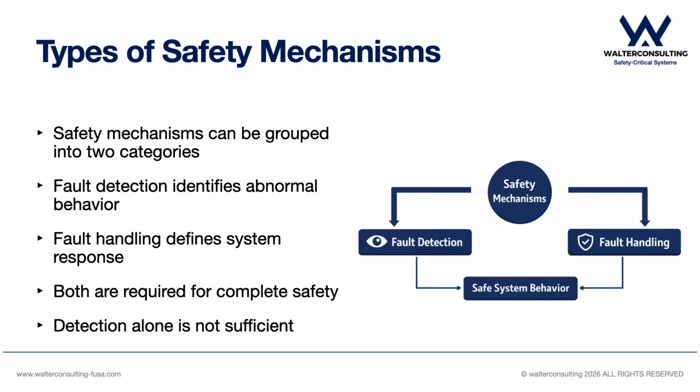Safety mechanisms can be divided into two main types: fault detection and fault handling. Fault detection identifies abnormal system behavior. It answers the question, is something wrong? Fault handling defines how the system reacts. It answers a different question. What should the system do when something goes wrong? And this distinction is important. Detection alone is not enough. A system must also react in a safe and controlled way.